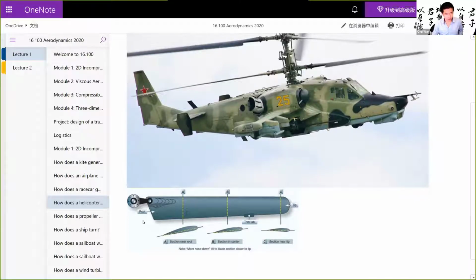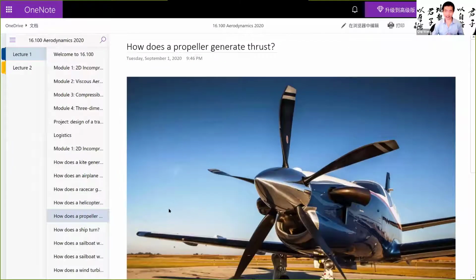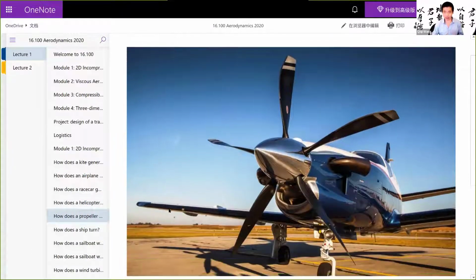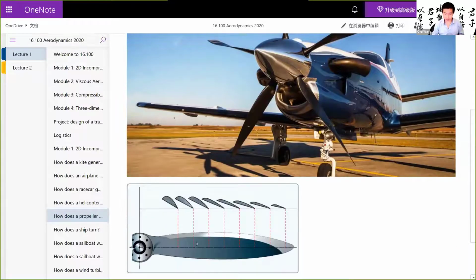Of course, what works for helicopters also works for propellers on an airplane. The propeller is essentially similar to a helicopter blade, except that it is a little bit shorter, less elongated. So they are again formed by a set of airfoils with different shapes and different angles of attack. So you see the twist on the propellers.